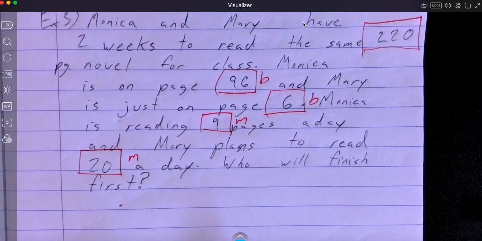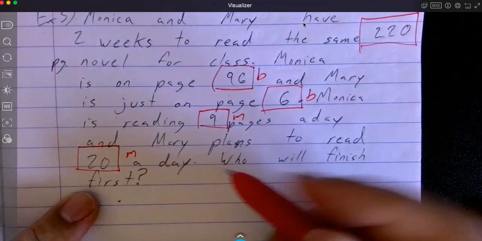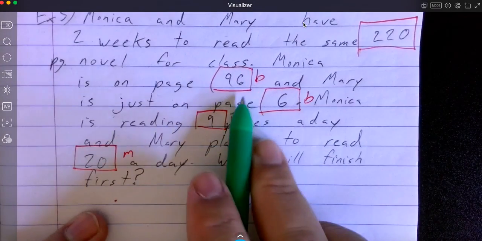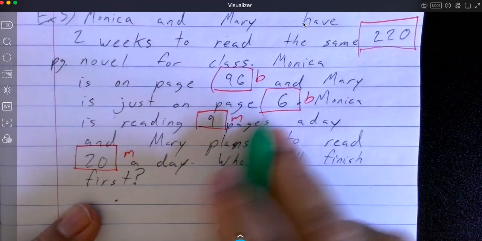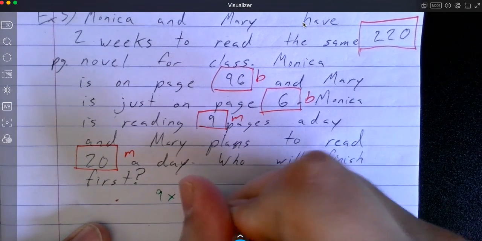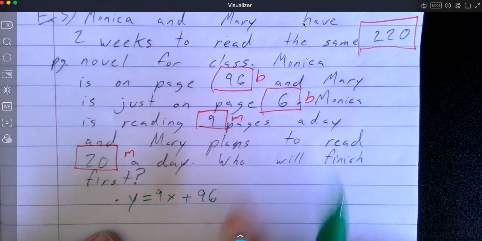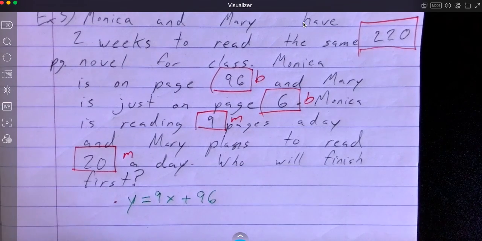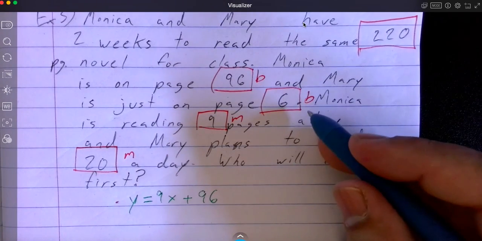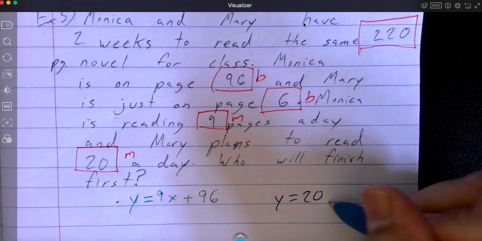So I wish I would have chosen 2 names besides Mary and Monica, but since I didn't, I'm just going to have to identify them differently. So we'll make Monica 9 pages. That's her slope, and she left off on page 96. So this is Monica's equation. Y equals 9x plus 96. For Mary, she's way behind, but she's planning to catch up by reading 20 pages a day.